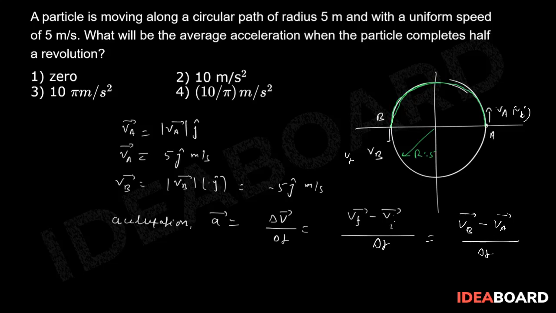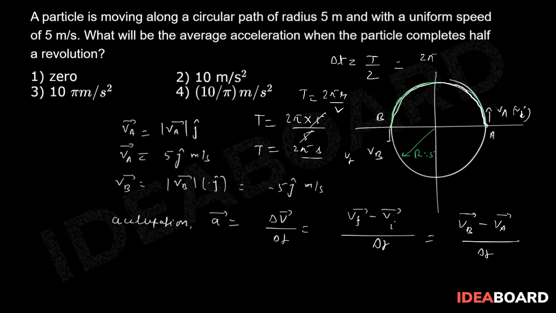Now we can also define the time taken in covering this distance. So the time taken, delta T, can be written as time period by 2, and the value of time period will be 2 pi r by V, which is given in the question. So 2 into pi into r is 5 by V, 5, that means 2 pi. So T is equal to 2 pi seconds, that means delta T will be 2 pi upon 2. So this 2 and 2 cancel out, so this is pi. So delta T is pi.